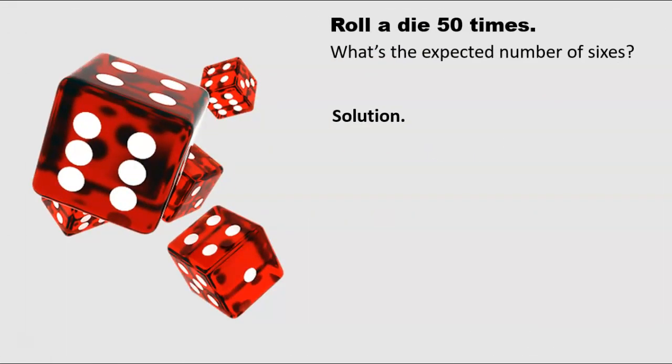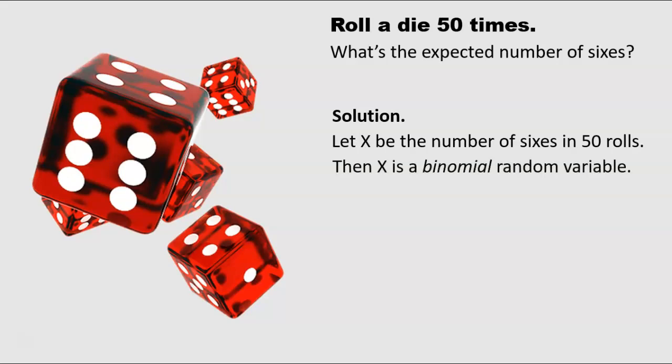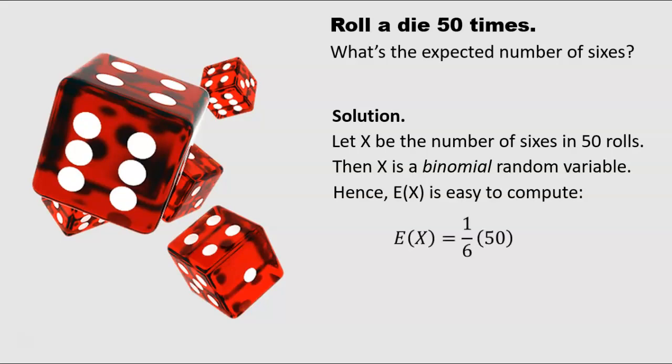Roll a die 50 times. What's the expected number of 6s? Well, if we let x be the number of 6s in 50 rolls, then x is a binomial random variable. It's counting successes, 6s, in a fixed number of independent trials, 50 of them, each of which has the same probability of success, 1 in 6. Hence, the expected value of x is easy to compute. We expect 1/6 of the 50 trials to be successes, so the expected value of x is about 8.33.